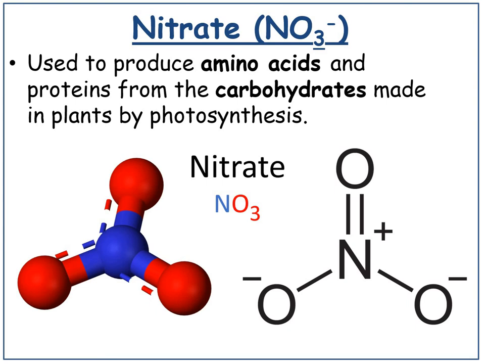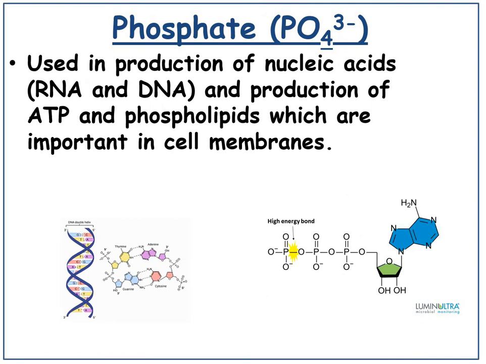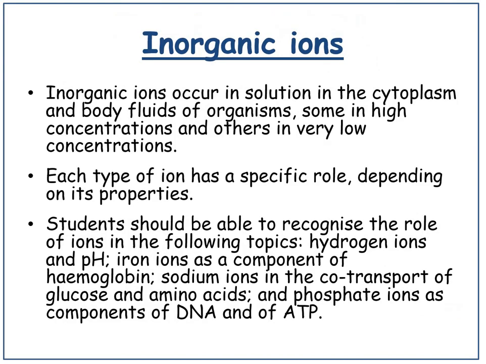Nitrate, or NO3-, is used to produce amino acids and proteins from the carbohydrates made in plants by photosynthesis. Phosphate, or PO4 3-, is used in the production of nucleic acids, RNA and DNA, and production of ATP and phospholipids, which are important in cell membranes.